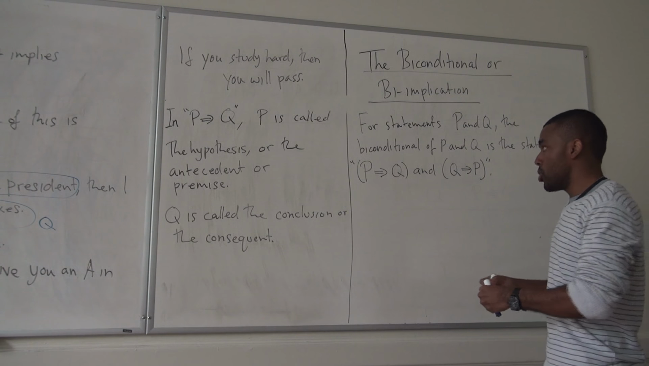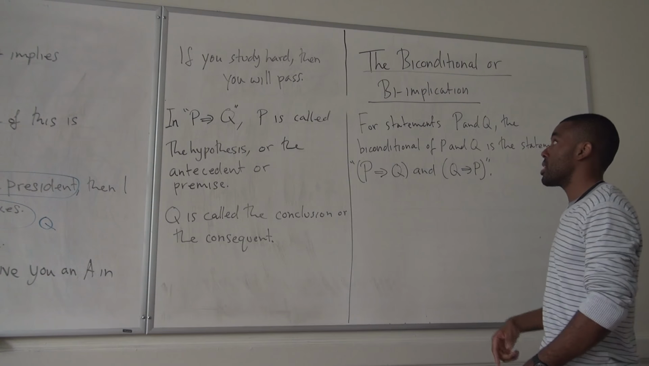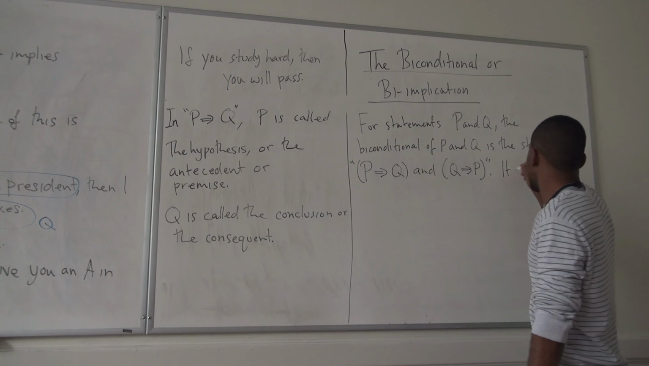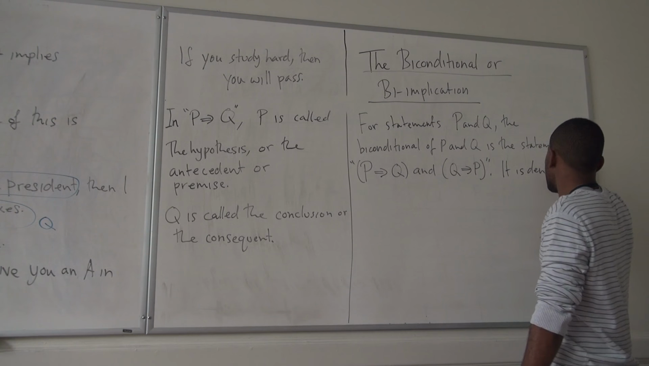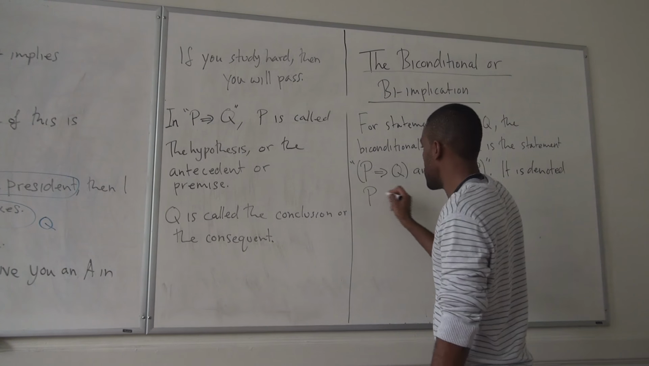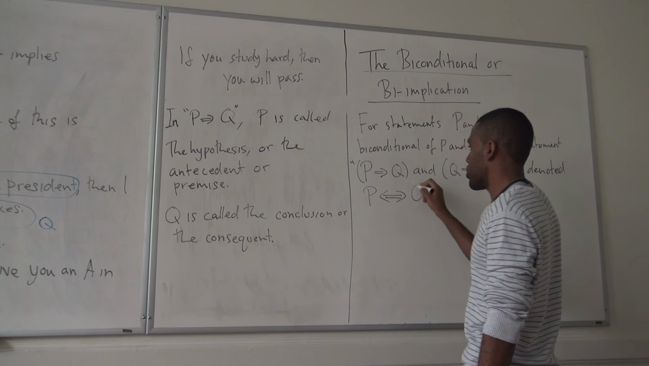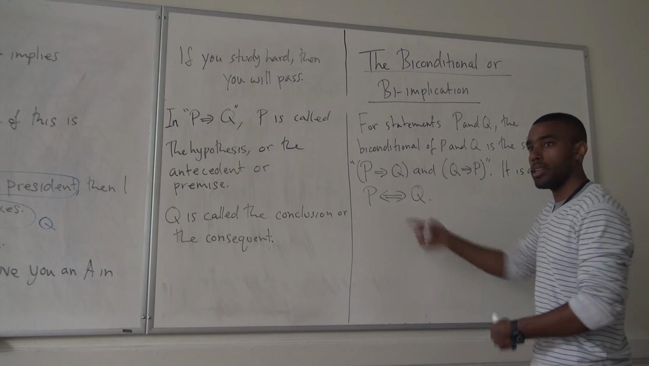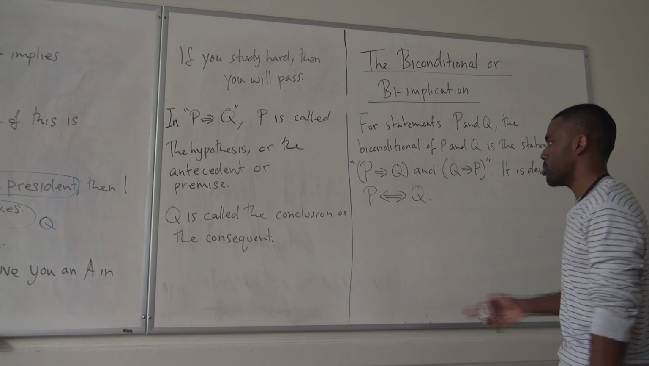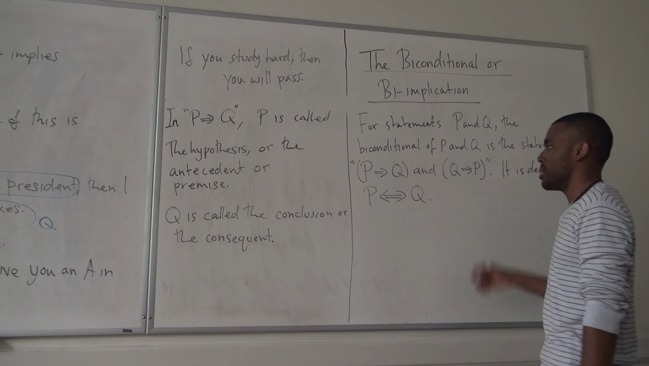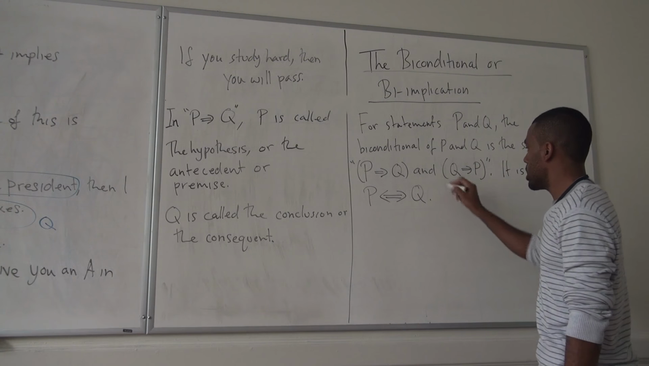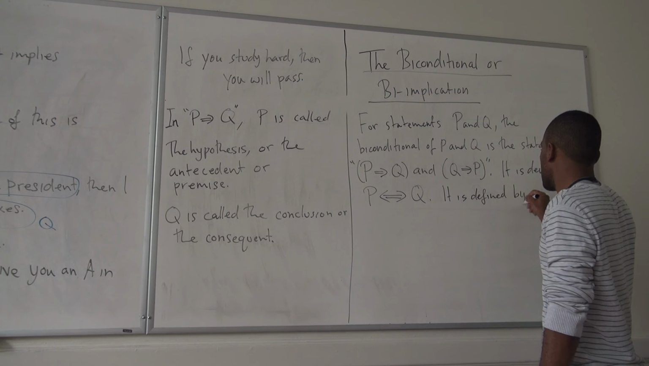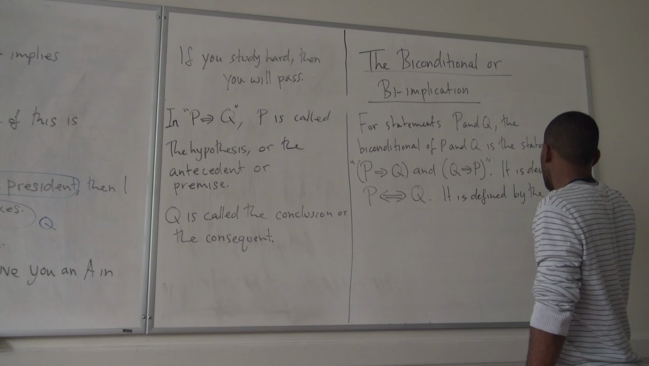So what happens is when you have an implication going in both directions, you call that a bi-implication or a biconditional. It is denoted P, and you draw an arrow going both ways, Q, right? Which means P implies Q, but also Q implies P. They both point to each other, right? So if P then Q, and also if Q then P, you get the biconditional. It is defined by the truth table.